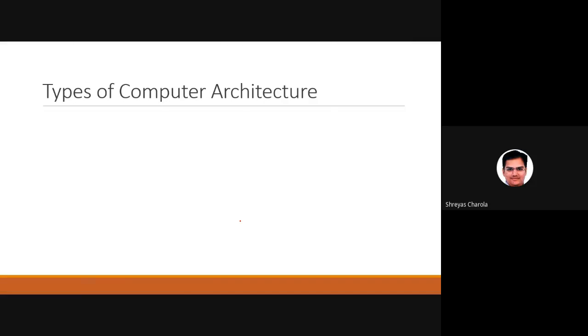Starting with the two types of architectures we have. One architecture we call the von Neumann architecture, and the other architecture we call the Harvard architecture. Can anyone say what is the difference between these two structures? What do you mean by the von Neumann architecture, and what do you mean by the Harvard architecture?